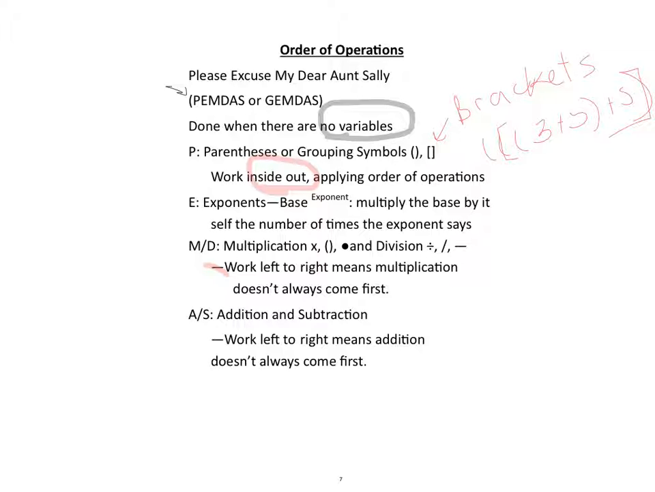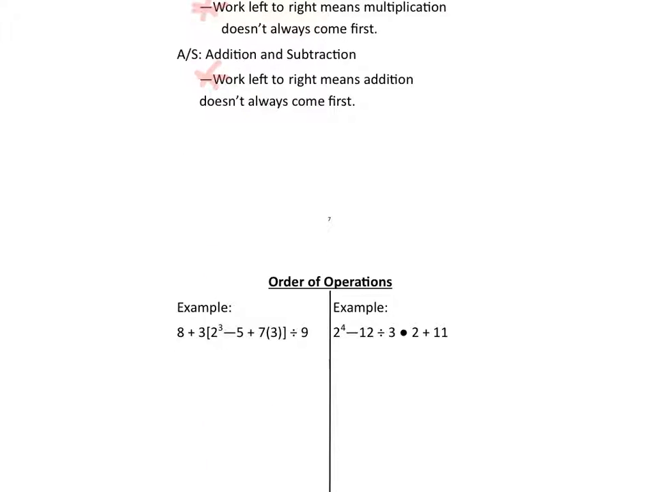Biggest thing that students mess up with multiplication and division is that you're going to work left to right, which means if division comes before multiplication, you do division first. I also gave you the different symbols to represent multiplication and division. Last is addition and subtraction, and once again, work left to right. That means if there is a subtraction problem before the addition problem, you need to work them left to right. Let's go into the examples.